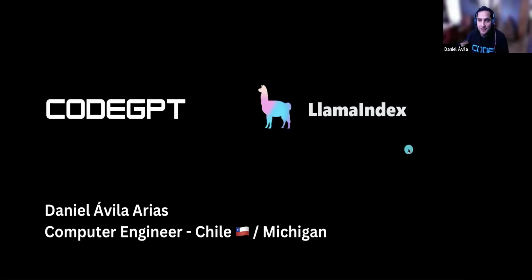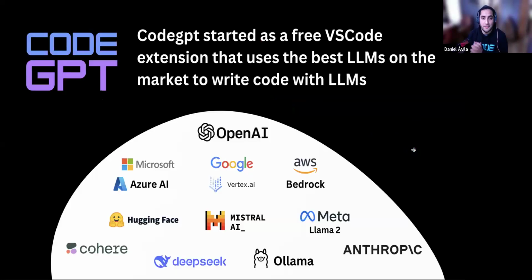So what is CodeGPT? What are we doing? Everything starts with a free extension for Visual Studio Code. You could connect your LLMs and start to write code with LLMs in Visual Studio Code with this extension. We have integration for a lot of providers right now. We have Microsoft, Google, Amazon Bedrock. We have the Anthropic integration too. So you could connect Claude 3, GPT-4, and it's really exciting to start to write code with LLMs.